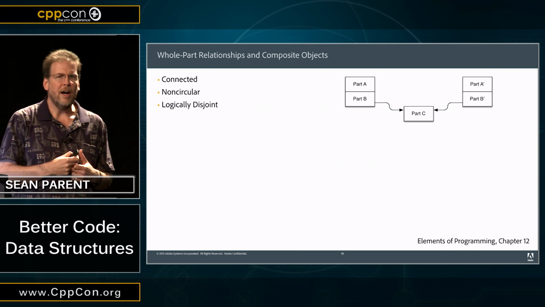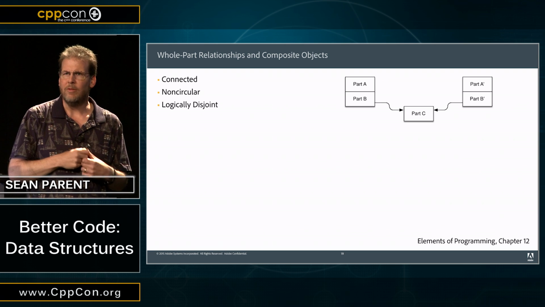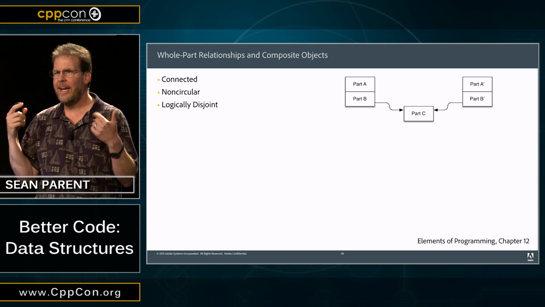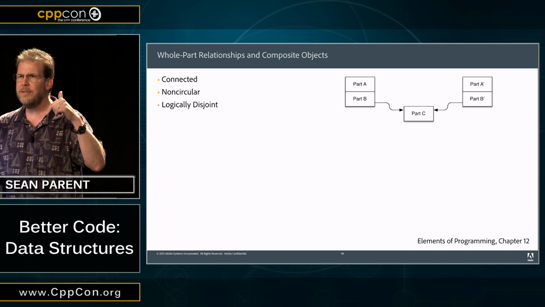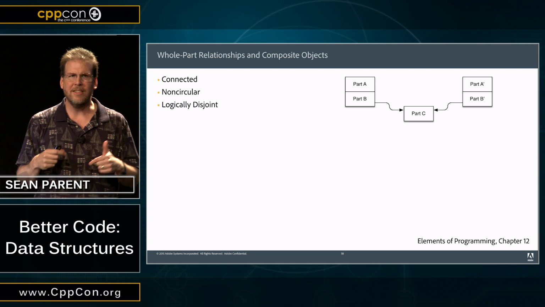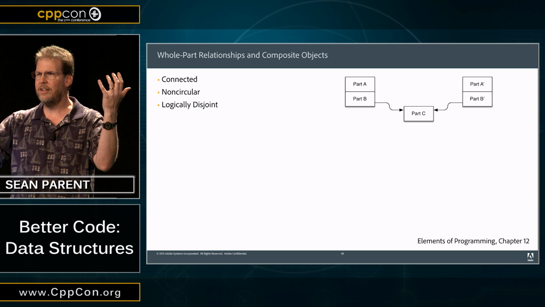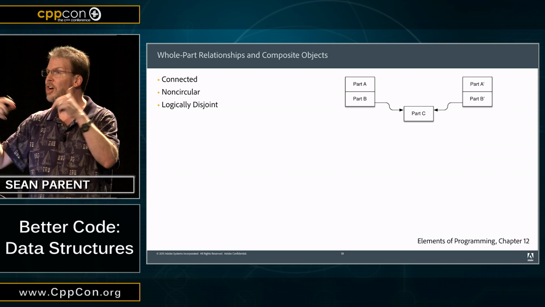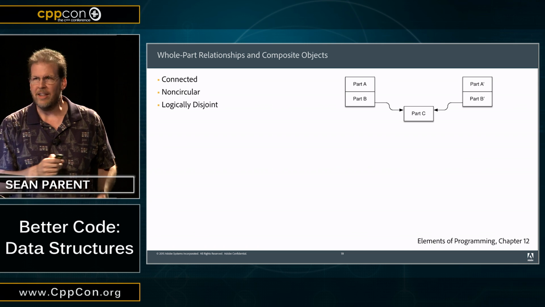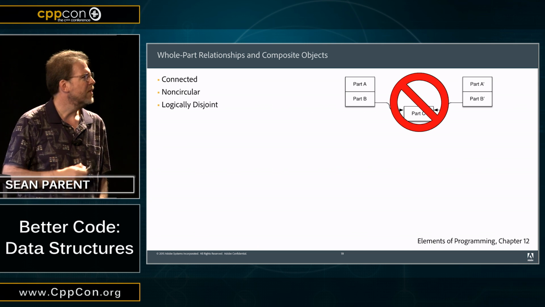The third is logically disjoint. Again, what I don't mean is that I can't have an object that is shared by two other objects, but what I mean by logically disjoint is that if I change one object, it cannot change the other object. Okay? So there's kind of no mutable sharing that can be allowed. So we don't have that.